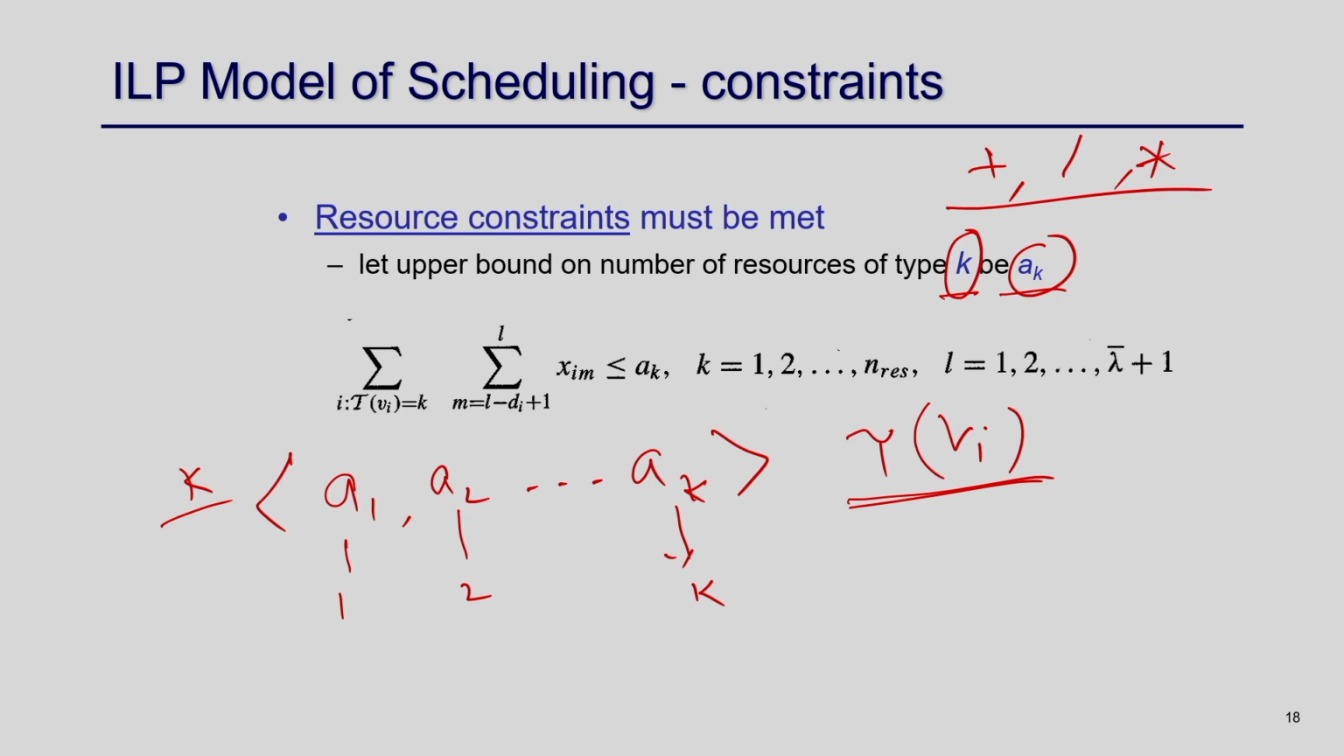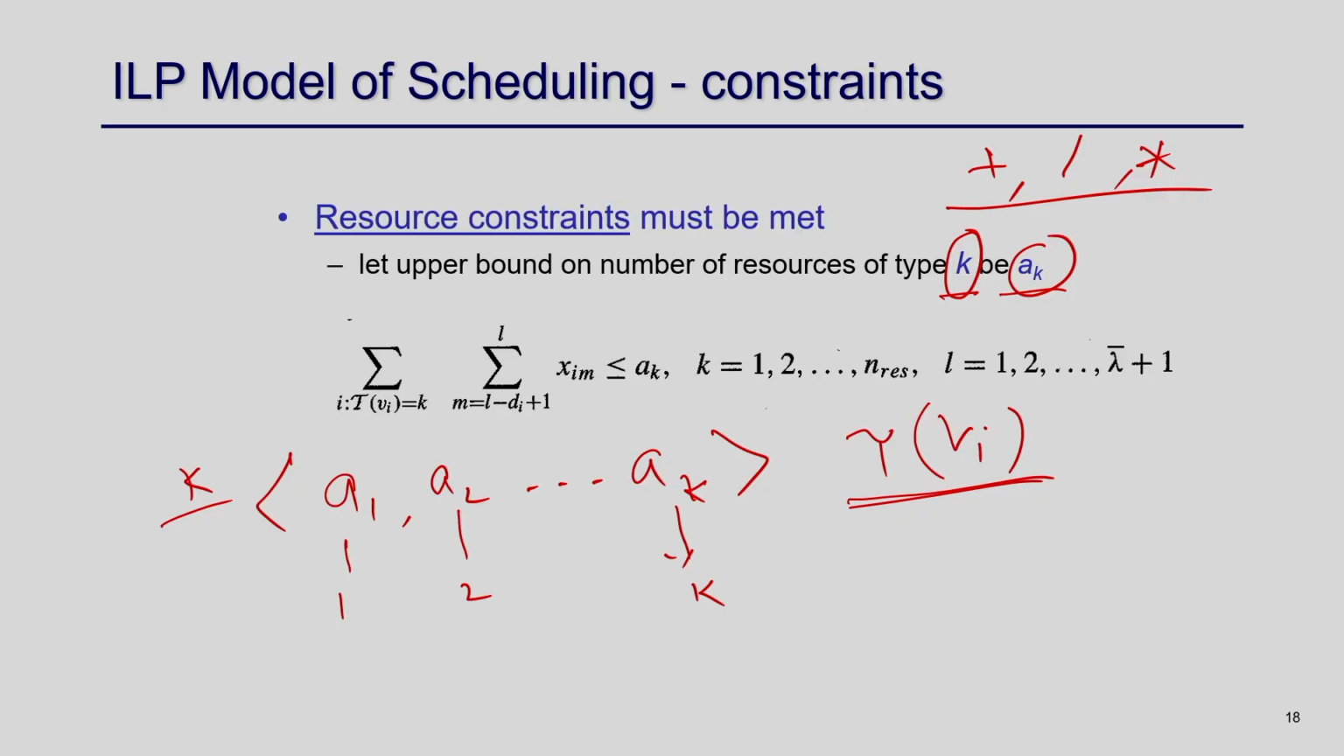So, what is the resource constraint? It should say that for every type of resource, the number of running operations of that type must be less than or equal to the resource bound. I am repeating again: for each type of resource, because there are k types of resource, say k, the number of running operations in a timestamp of type k should be less than or equal to ak. That means at every time, the running operations that are going to use operator type k should be less than or equal to the resource bound.